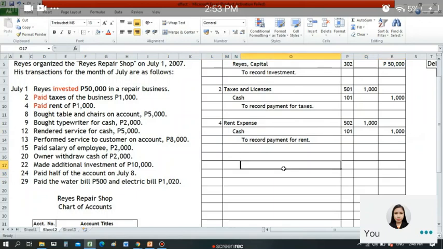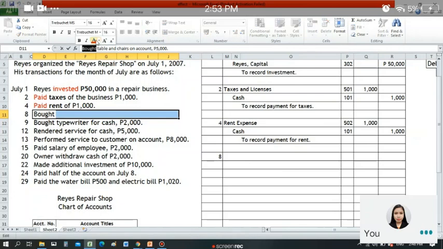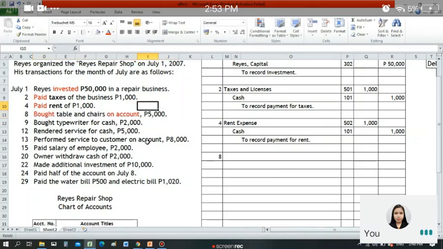Okay. Next, July 8. So, another space, 8. So, bought tables and chairs on account. So, be sharp when it comes to the analysis of the transaction. So, sabi, bumili ka, bought, but take note, on the last statement of the transaction, it is on account. Meaning, bumili ka, but on account. Pag sinabing on account, inutang mo.